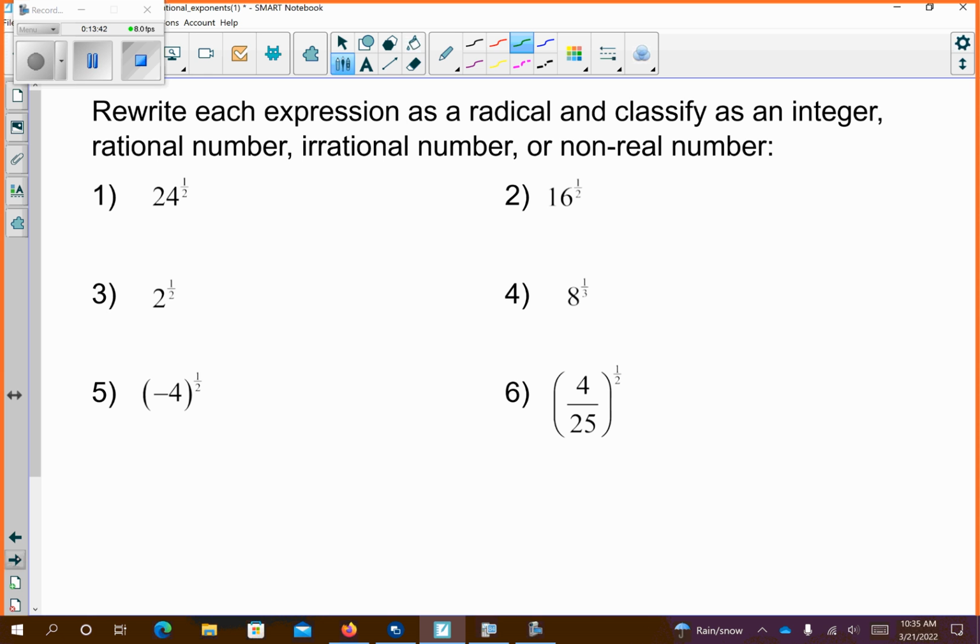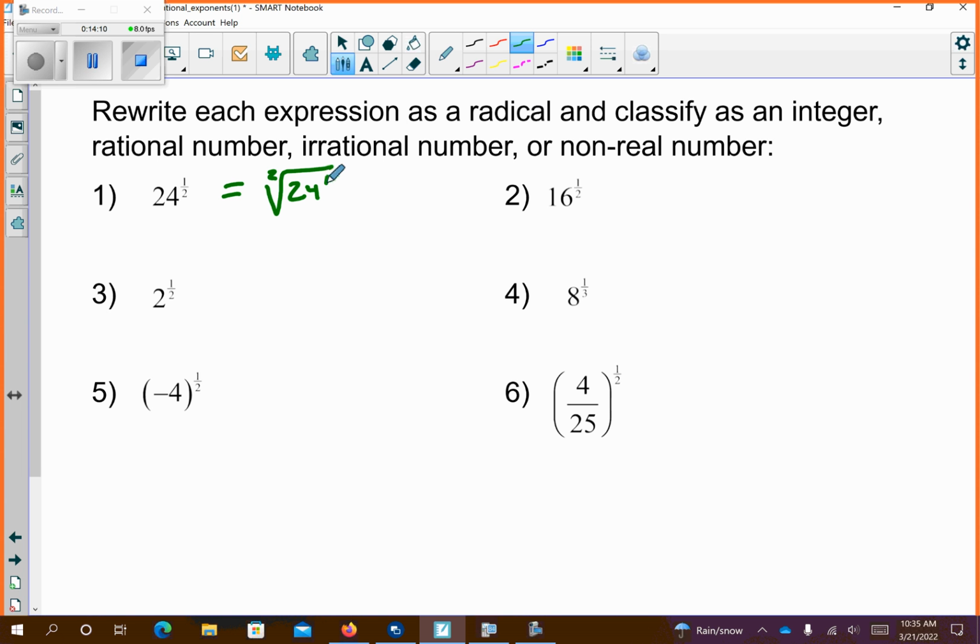Okay. Rewrite each expression as a radical and classify it as an integer, a rational number, an irrational number, or a non-real number. Okay, so let's write this as a radical. 24 to the 1/2 power is the same thing as square root of 24 to the 1st.